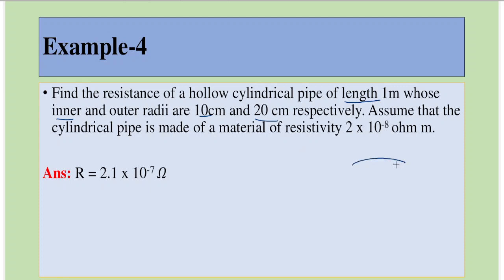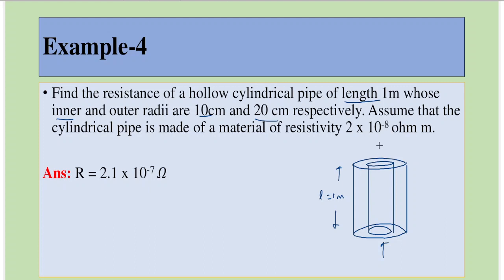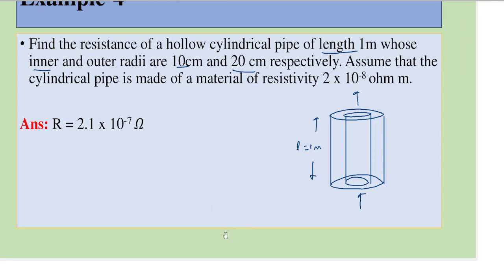So there is a cylindrical pipe which has inner and outer radii, something of this kind. So this length is given as 1 meter. Current may enter from here and leave from this side, or vice versa. So current conducts here. Now we need to find what is its resistance.